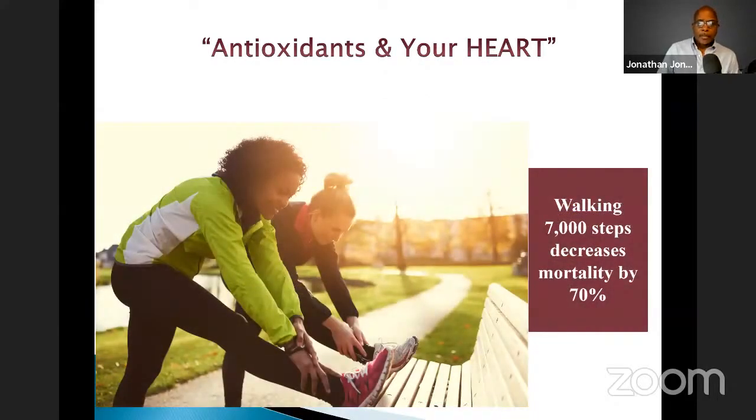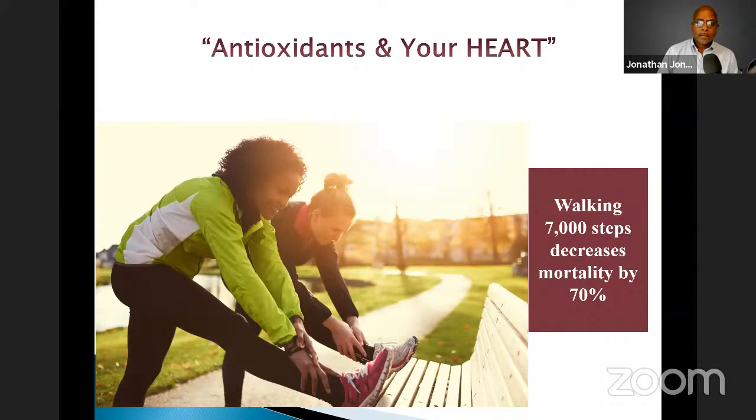Now, my recommendation for everyone, I don't care what your condition is or what your aspiration is, is to get 7,000 steps in every single day. If you really want to improve cardiovascular health, get your 7,000 steps in. It decreases mortality by 70%. You know what that means? That means your chances of dying from a heart attack go down by 70% if you get 7,000 steps in a day. So exercise is important. How do you get 7,000 steps in a day? It's a lot of steps. That's 3.5 miles per day.